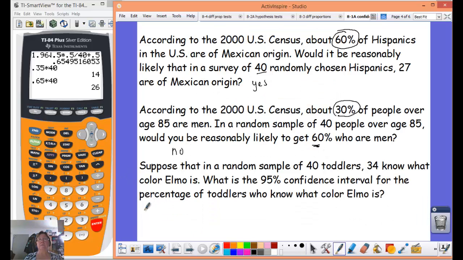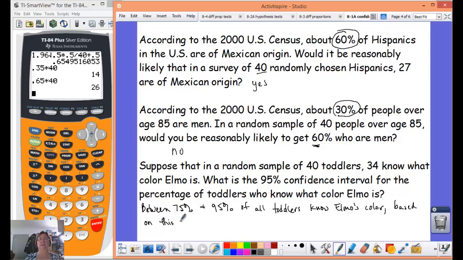So what we can say, see, we were reading over on the left scale there, that means we're coming up with a possible range of population proportions between 75 and 95% of toddlers, of all toddlers. See, we're trying to predict for everyone here. 75% and 95% of all toddlers know what color Elmo is. At least based on this sample. And I'd say that sounds pretty accurate.